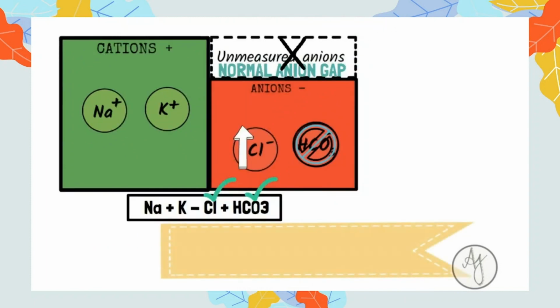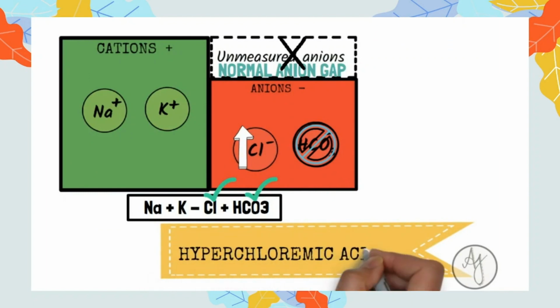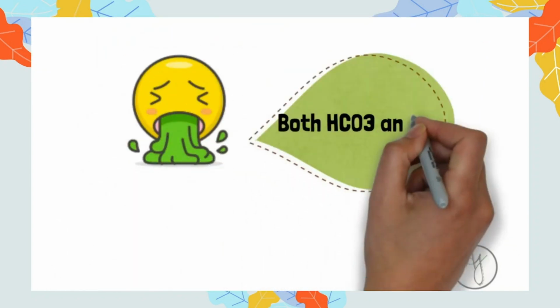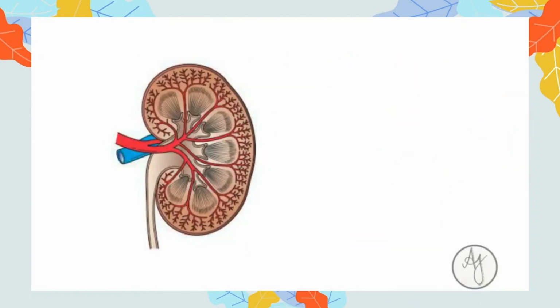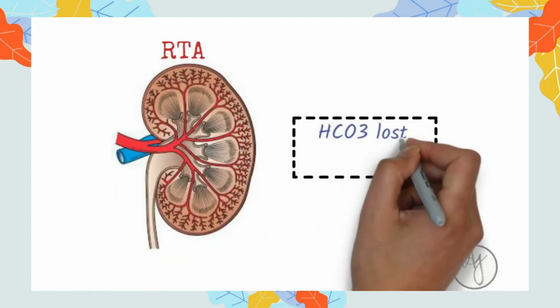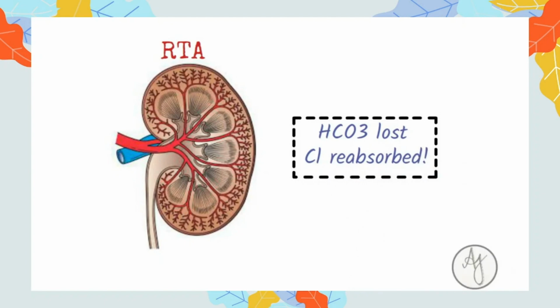In this case, it's also called a hyperchloremic acidosis because the loss of bicarb is compensated by an increased amount of chloride. The anion gap remains normal and the serum remains electroneutral. You may ask why this is not the case in vomiting. In vomiting, both bicarbonate and H plus ion are lost, not just bicarbonate. Similarly, in renal tubular acidosis, bicarbonate is lost, so chloride is increasingly reabsorbed to compensate.